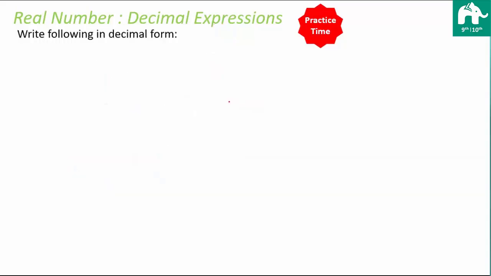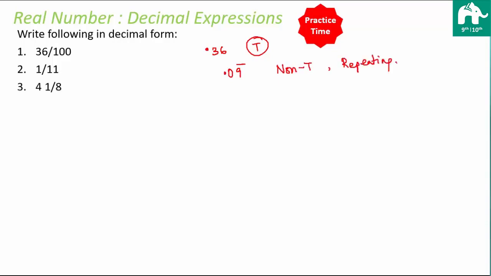So moving ahead with the next question, write the following in decimal form. 36 by 100. So 36 by 100 can be written as 0.36, and this is a terminating decimal. 1 by 11. So if we actually convert it into the decimal form, what do we get? We get 0.09 bar, because it keeps repeating. So this is non-terminating and repeating.